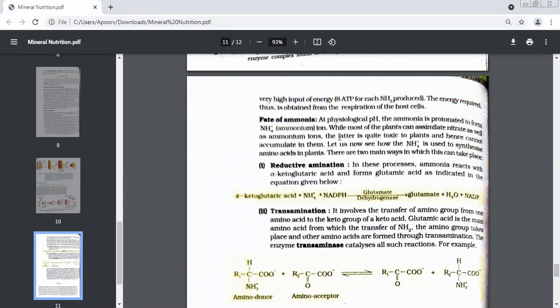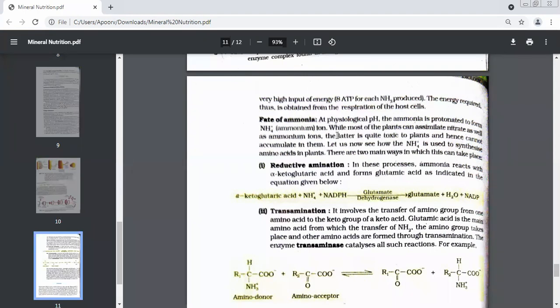Look at this word, physiological pH. Can you see this word, all of you? What does it mean? Optimum pH or suitable pH. We have different pH for different organisms.